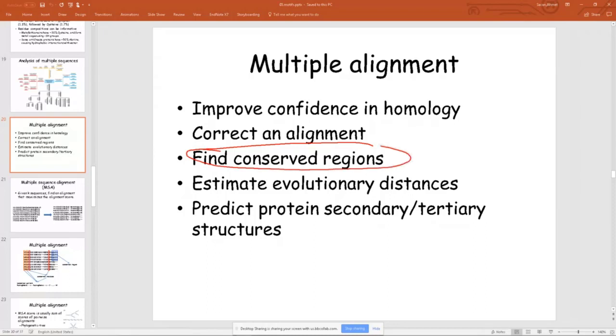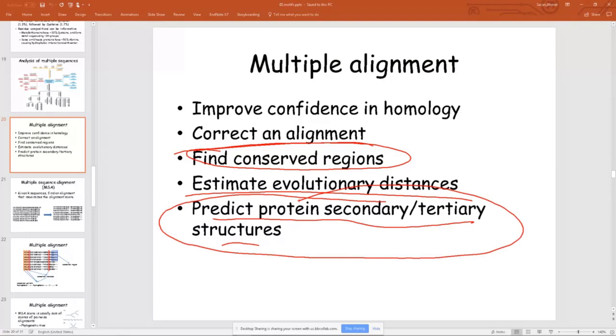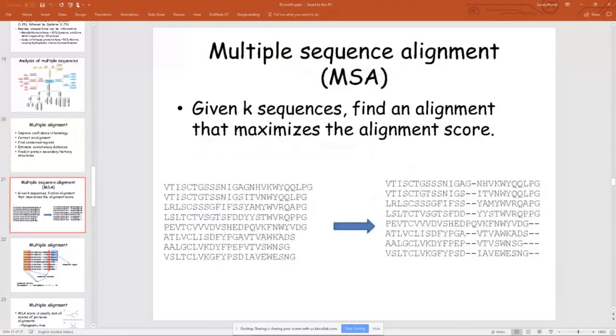Right. We can find conserved regions in the alignment. Just with 2, that's not possible. With multiple proteins, the conserved portions will be more observable. Okay. We can estimate evolutionary distances between different proteins and also predict protein secondary or tertiary structures from the multiple alignment. Okay, and we'll see how this is done later in the course.